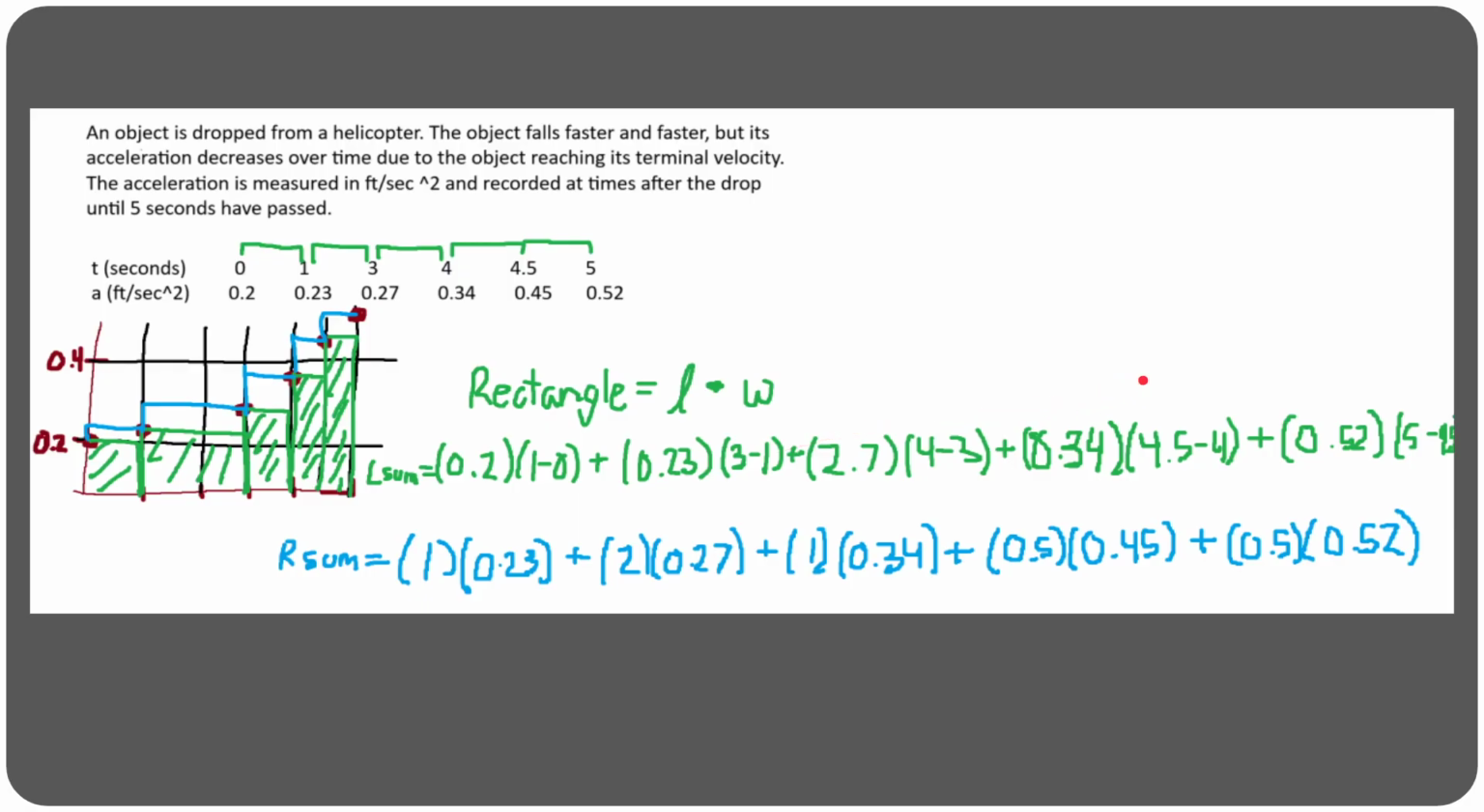Basically, the idea is that you multiply your function's value. So like, if you have a function a of t that you have data points for, you multiply a of t by how long t is. You take the end point minus the beginning point, right? 1 minus 0, 4.5 minus 4. So you can see how that's working out here.